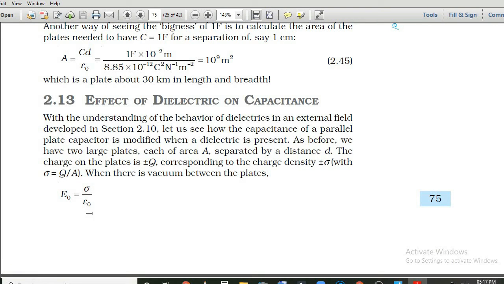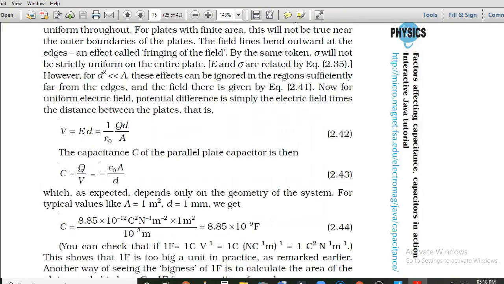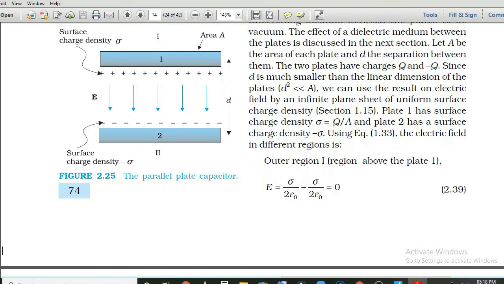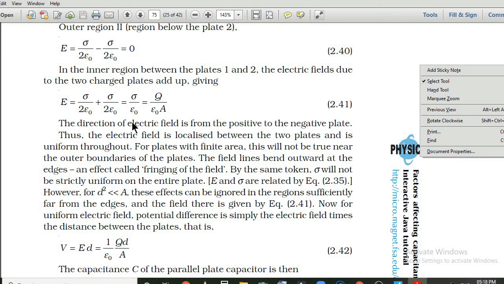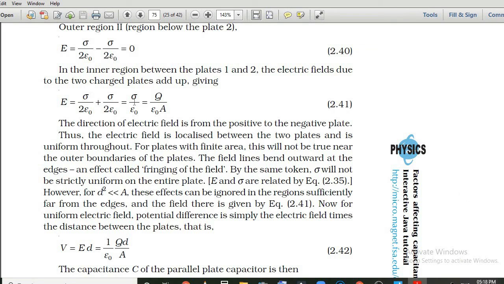This equation, epsilon 0 E is equal to sigma, this epsilon 0 came to this side. This is the equation for the electric field inside a capacitor. Inside a capacitor, the electric field is equal to sigma by epsilon 0. From there we may write sigma is equal to epsilon 0 E. What does it mean? That was the situation if there is no dielectric medium. Okay, I think you understand.